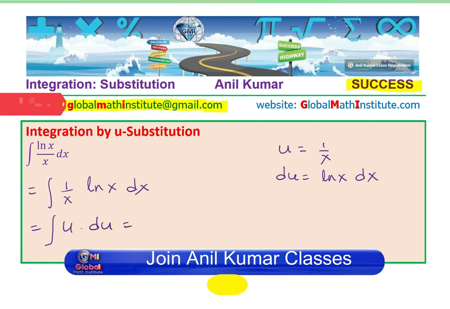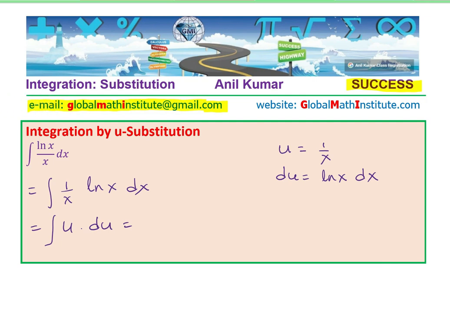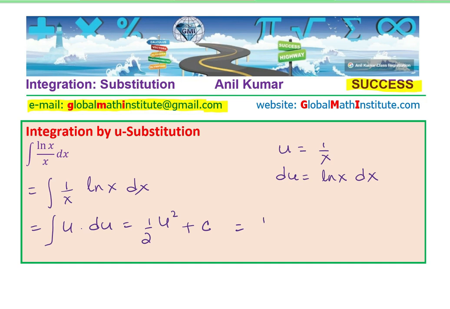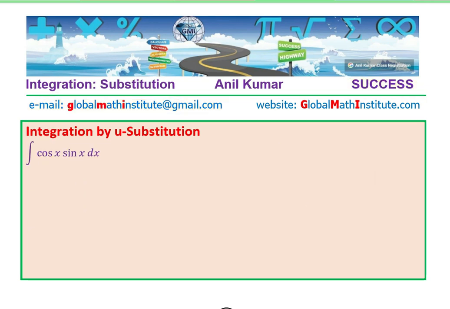And now we have the integral of u with respect to u itself. Perfect. And that is u squared over 2. And don't forget to write c, because it's an indefinite integral. Substitute back the value of u, which is ln x, so you get ln x whole squared over 2, plus c. So I hope this is absolutely clear. We have made this integration so simple for you.